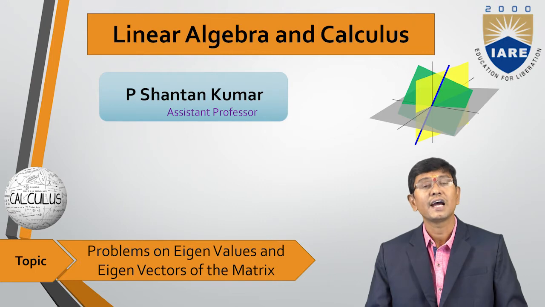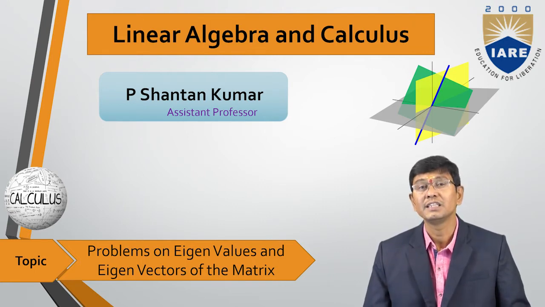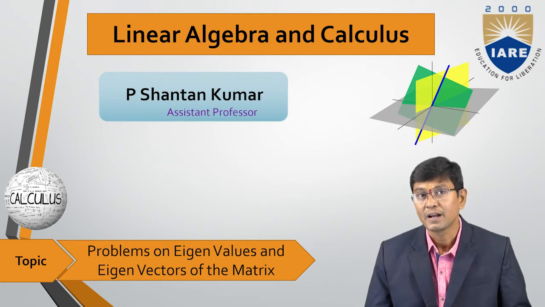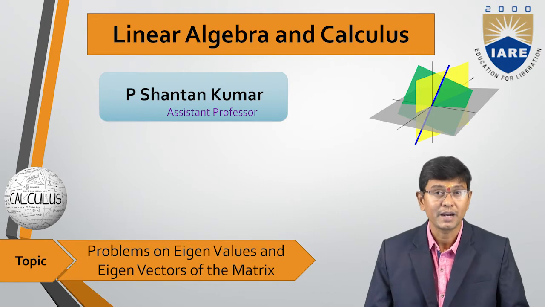Today's topic is the eigenvalues and eigenvectors of the matrix. In the previous class, we discussed the rank of a matrix by using the determinant, the echelon form of a matrix, and the normal form of a matrix. Today, we are going to discuss the eigenvalues and eigenvectors of the given matrix.